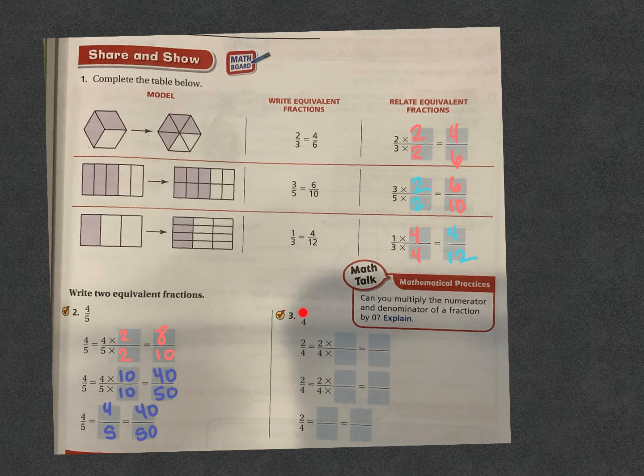Let's take a look at number 3. They want 2 equivalent fractions for 2/4. So I start with 2/4 and I choose what I'm going to multiply it by. Let's do times 3 this time. Let's do times 3, challenge ourselves with our 3's. Same to the numerator as the denominator. 2 times 3 is 6. And 4 times 3 is 12. So 2/4 is equivalent to 6/12.